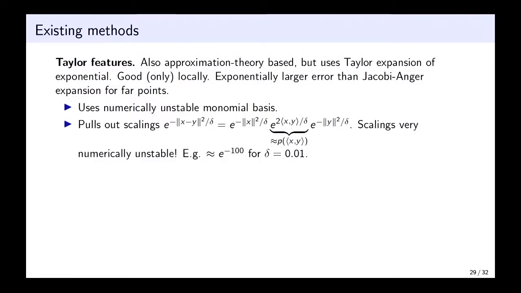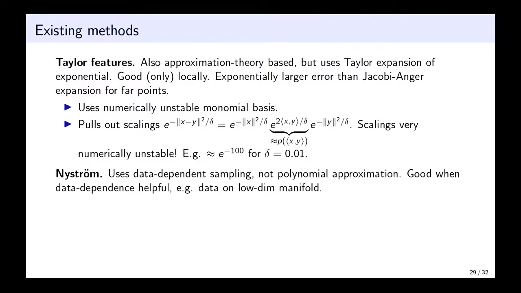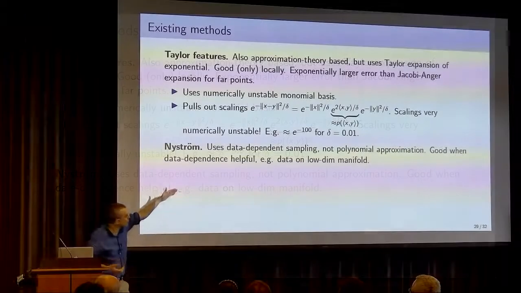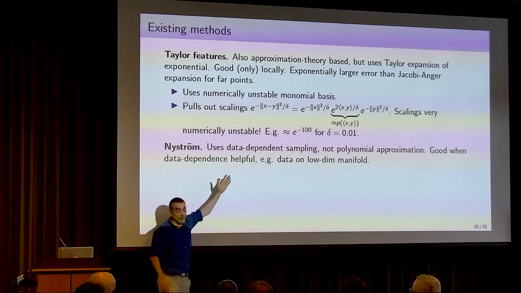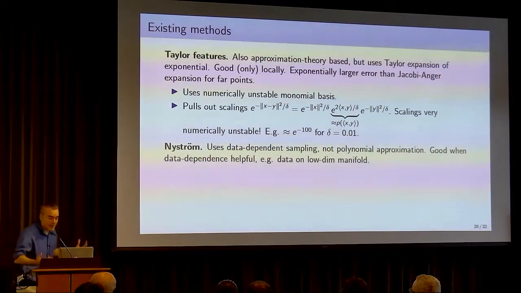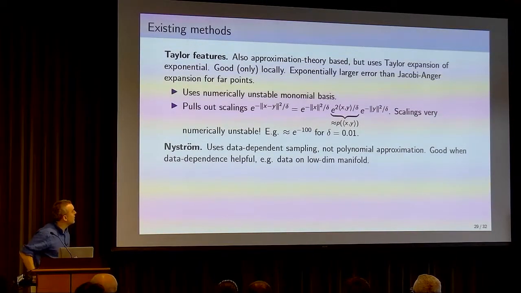Taylor features we talked about before really use Taylor expansion, which I told you is bad. They use some other things that are also horribly bad, like monomial bases. Somehow they pull diagonal scalings, which doesn't make any sense, because at some point you're computing exponentials of things, like for narrow kernels, exponentials of really tiny things.